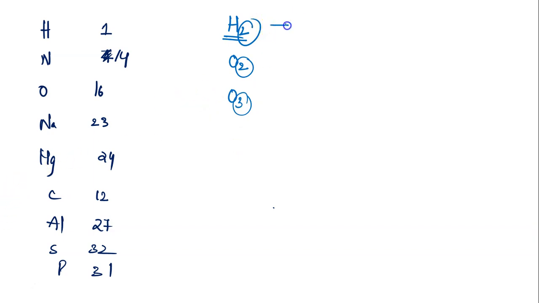That means 1 hydrogen molecule is made up of 2 hydrogen atoms. And what is the mass of each hydrogen atom? 1 hydrogen atom's mass is 1 atomic mass unit. And we are talking about 2 hydrogen atoms making a molecule. So the molecular mass of hydrogen will be the mass of both the hydrogen atoms present here. Are you following me? Yes, right?